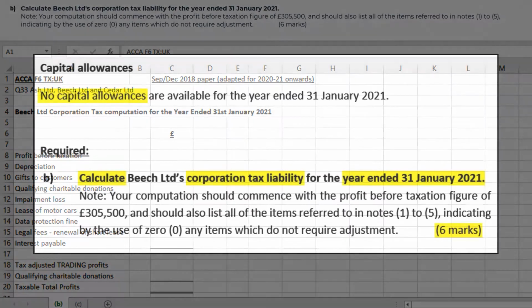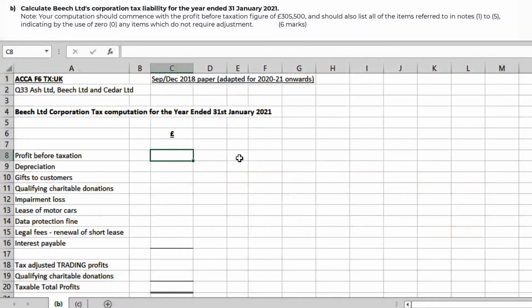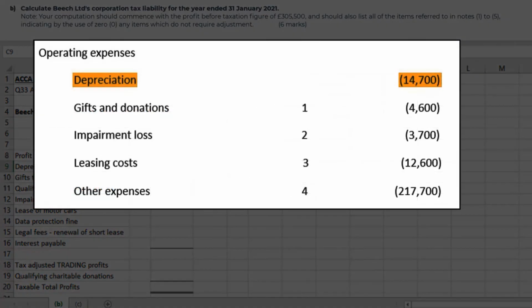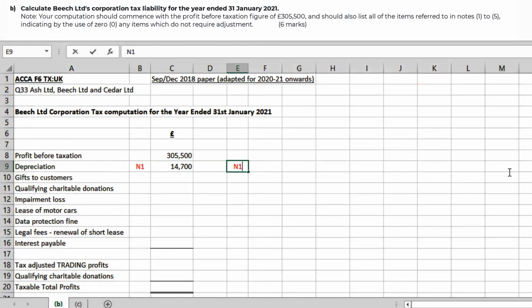So we have been told that our computation should start with the profit before taxation figure of 305,500. So that's what we shall do, 305,500. Depreciation, we said, is disallowed by statute, relates to capital expenditure. You would get relief via capital allowances. So we'll add back the 14,700 and we'll just make a note saying disallowed by statute, relates to capital expenditure. You won't have to know that in the exam, but it's good for your knowledge purposes.